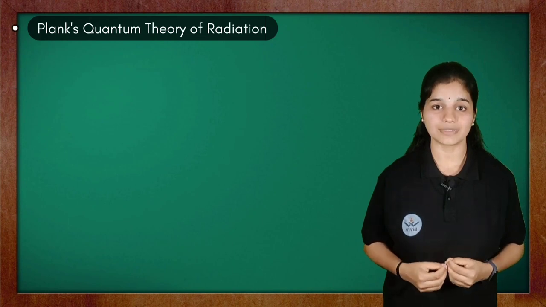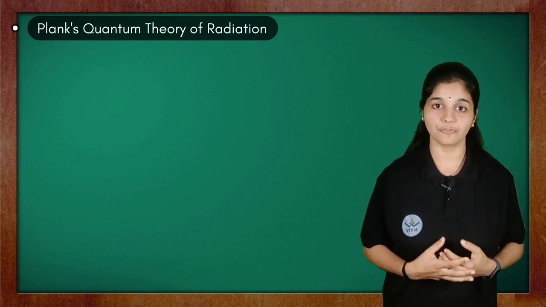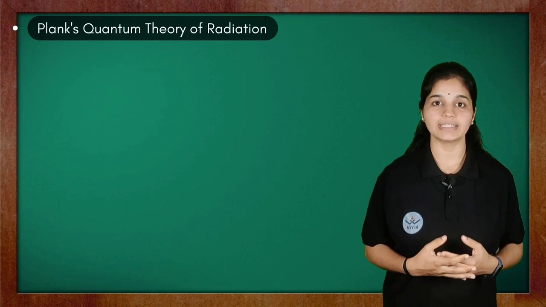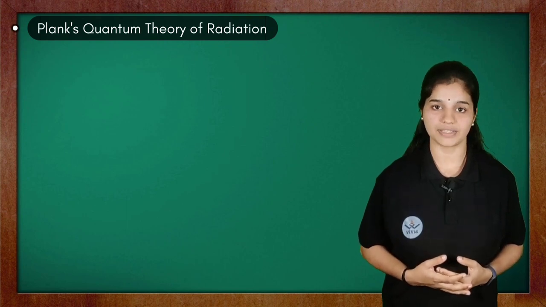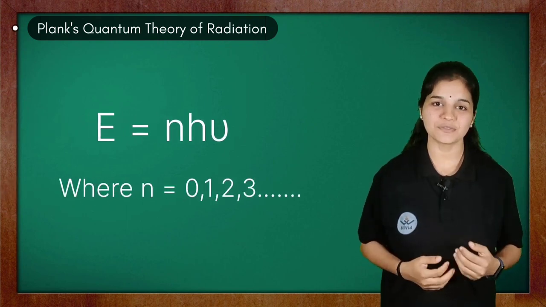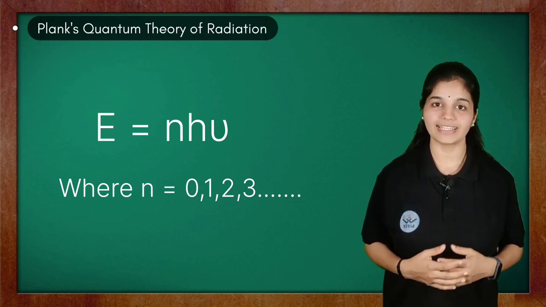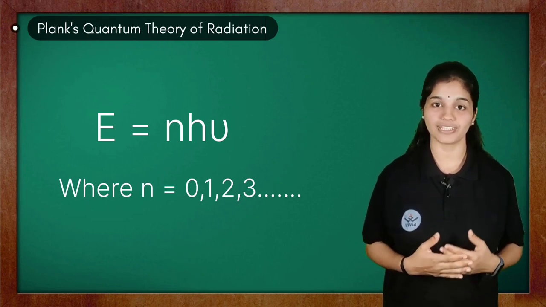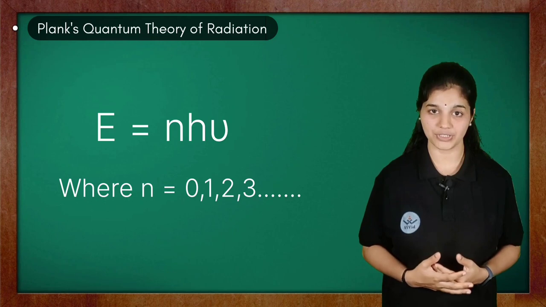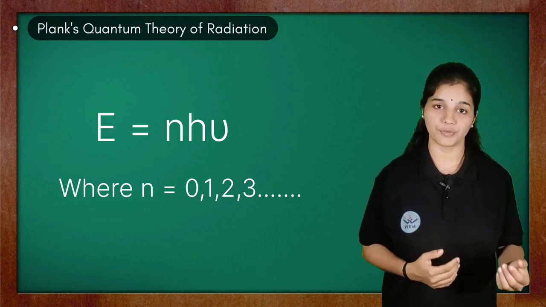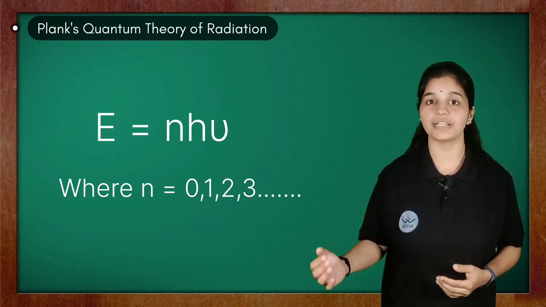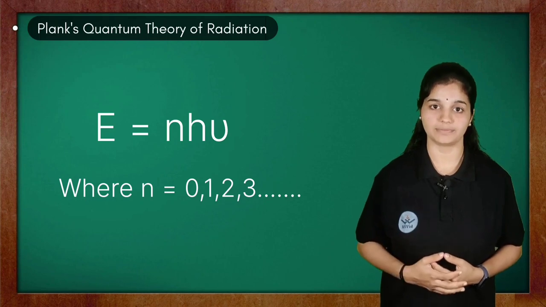And all the energy values which are acceptable for a quanta should be an integral multiple of the value hν. In this way, Planck was successful in explaining the distribution of intensity of black body radiation as a function of frequency or wavelength at different temperatures of the black body.